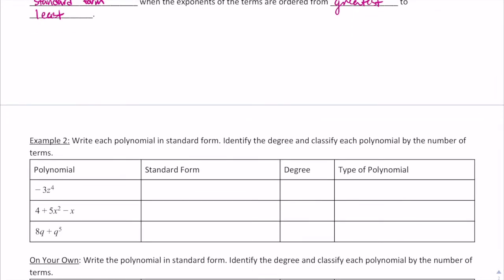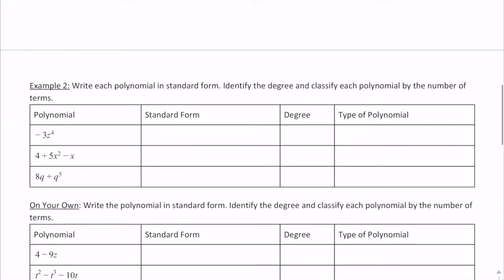Okay. So write each polynomial in standard form, identify the degree, and classify each polynomial by the number of terms. So this polynomial is negative 3z to the 4th. Standard form is just itself, right? If it's just one term, it's all by itself. That's what standard form is. We should know what the degree of this is. This is 4th degree, and this is a monomial.